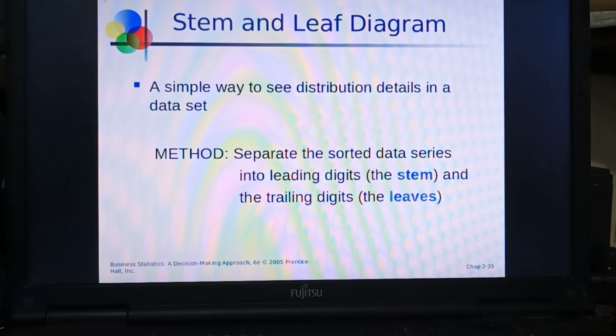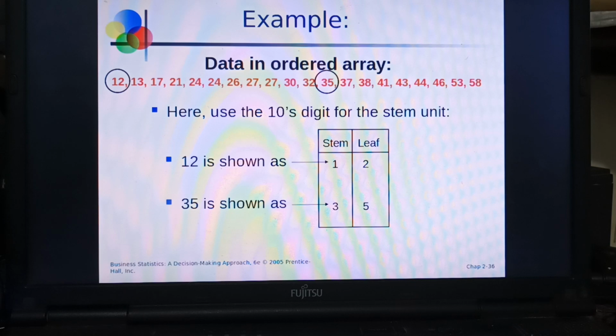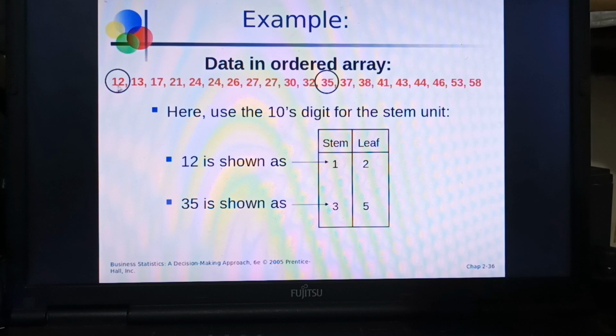The method is to separate the sorted data series, meaning the data should be sorted first from lowest to highest into leading digits: the leading digits, the stem, and the trailing digits, the leaves. For example, we encountered this sorted data before. We use this ordered data array.